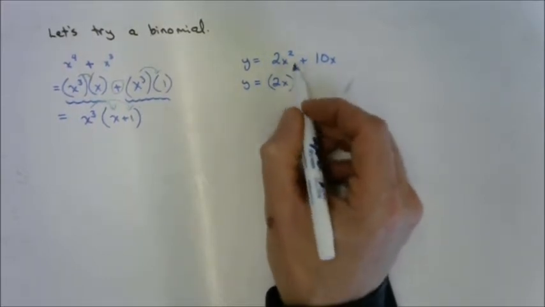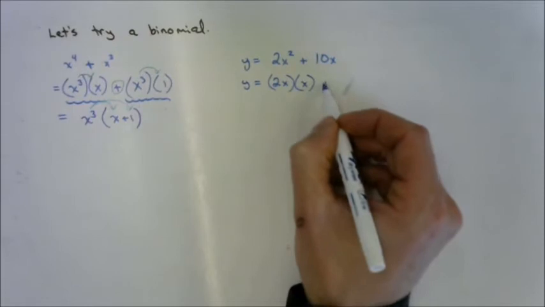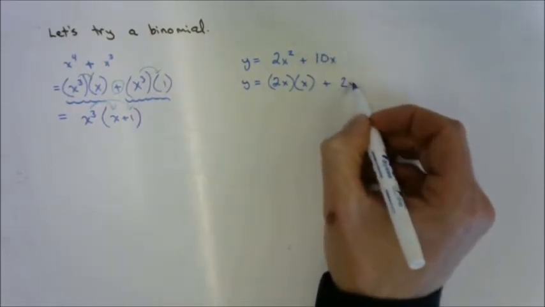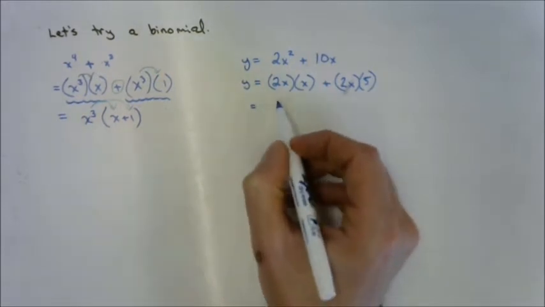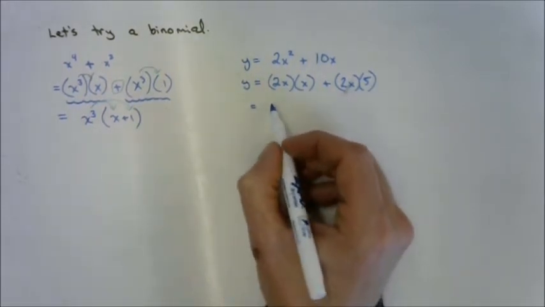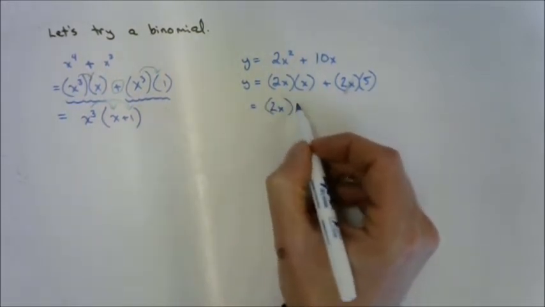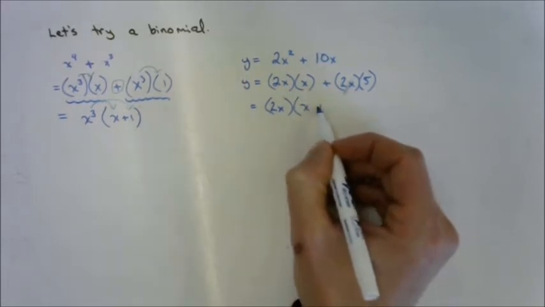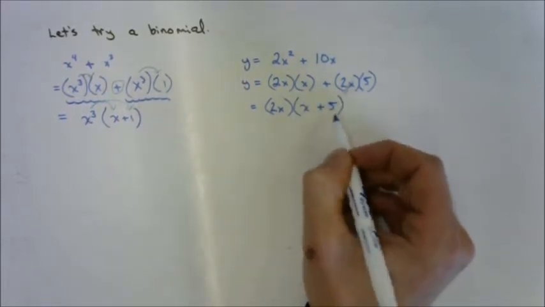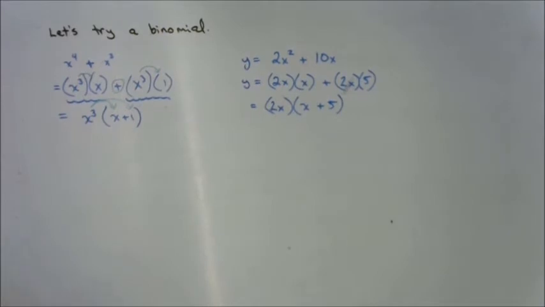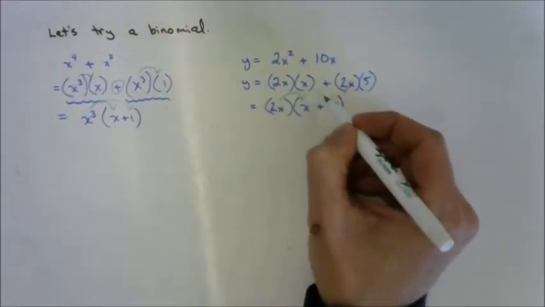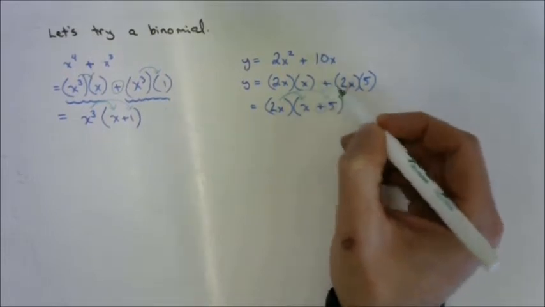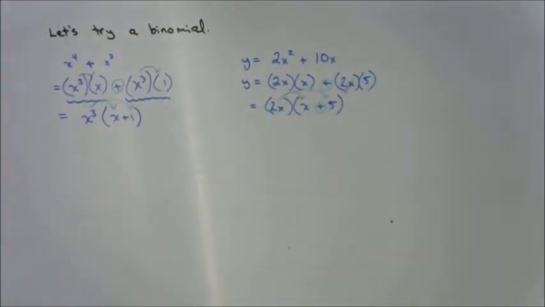This term is 2x times x. This term is 2x times 5. So now you can see that when I'm factoring this, 2x is being multiplied by x, and it's being added to 2x times 5. And both of those things are represented right here. 2x times x, 2x times 5, addition, addition. Okay? Now why would anyone ever want to do this?